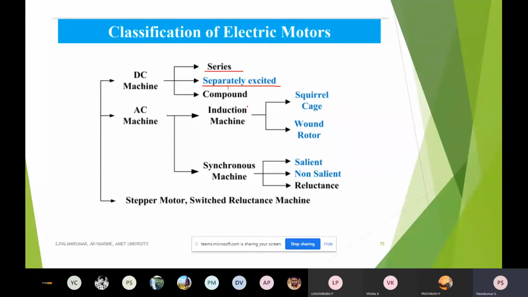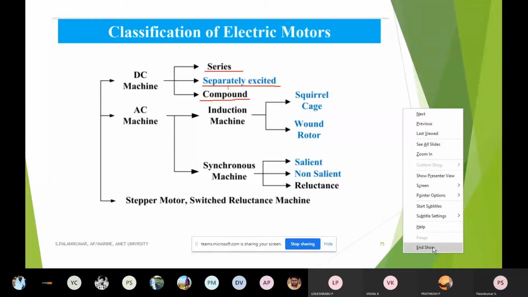The field is separately excited. And another type is the compound motor. In this compound motor, we are going to have two different windings, that is both series as well as parallel winding. In that also there are two different configurations: differentially compounded and cumulatively compounded. We'll see what that is.